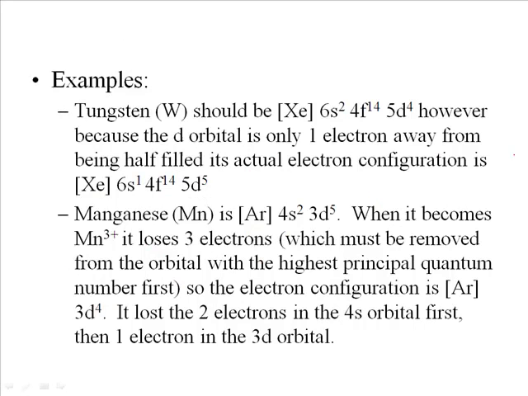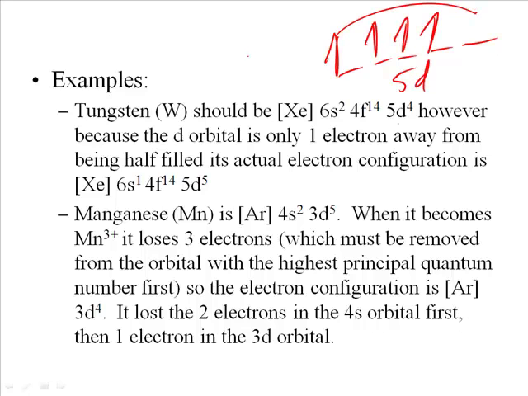Okay, so here's tungsten. Tungsten should be 6s2, 4f14, 5d4. However, that one, because the 5d, remember, has 5 slots. So it's 1, 2, 3, 4. The one electron from the 6s comes up to here to give us the 6s1, 5d5.